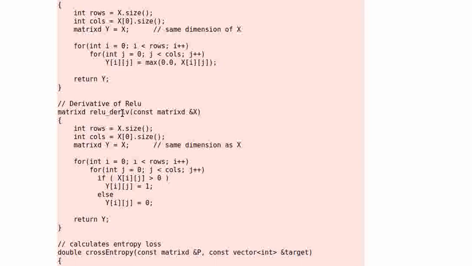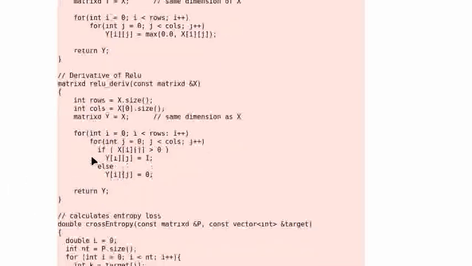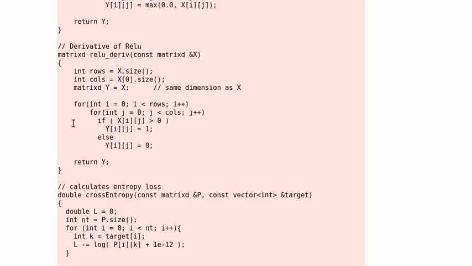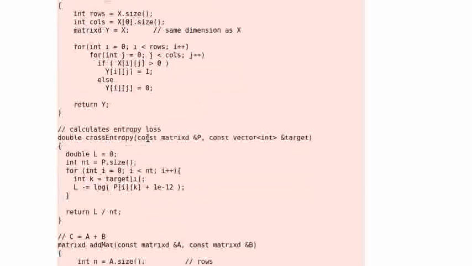ReLU deriv is the derivative of the ReLU function. Again, the input is a matrix, and it returns a matrix. So basically, if the element is larger than 0, then the derivative is 1, otherwise it is 0. Very straightforward.